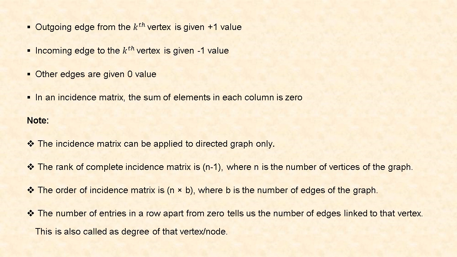Next, important points to remember: the incidence matrix can be applied to a directed graph only, that is an oriented graph. The rank of the complete incidence matrix is n-1. Here n is the number of nodes or vertices of the graph. The order of the incidence matrix is n cross b. N is the number of nodes and b is the branches or edges. The number of non-zero entries in a row tells us the number of edges linked to that node. This is called the degree of that node or vertex.